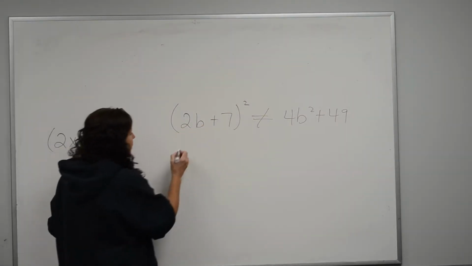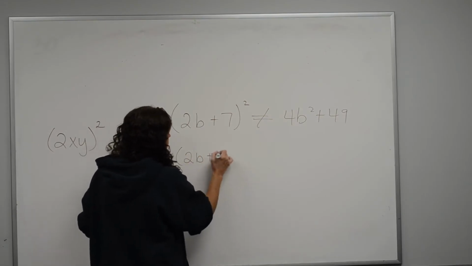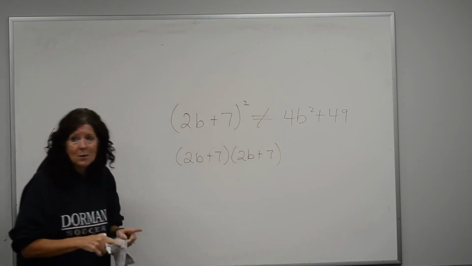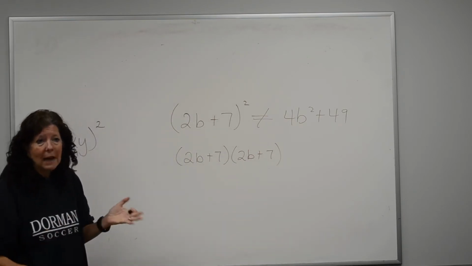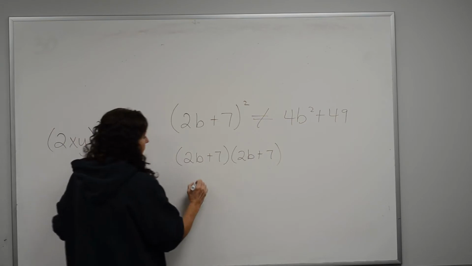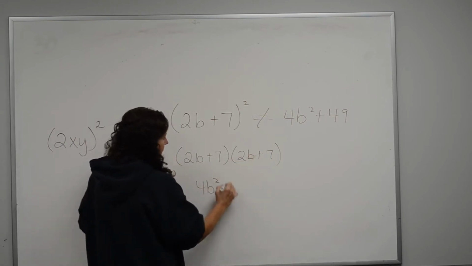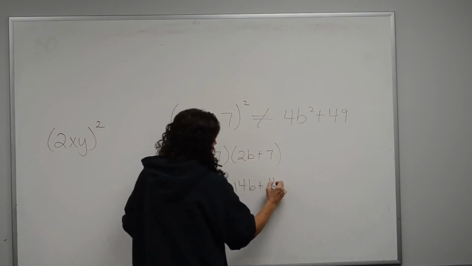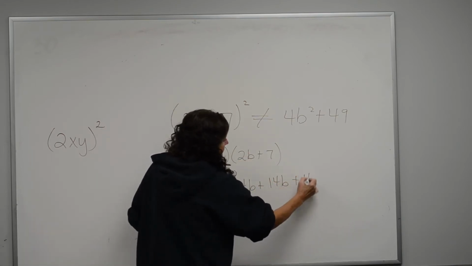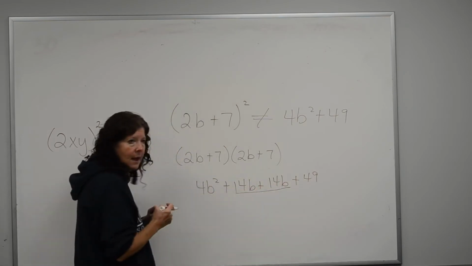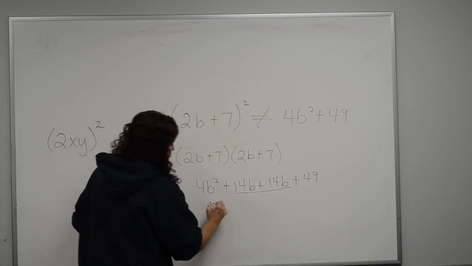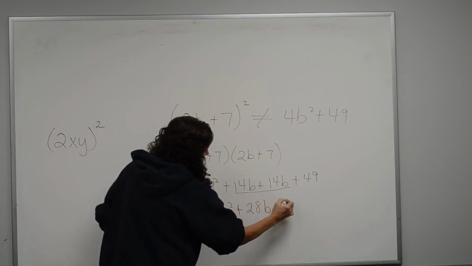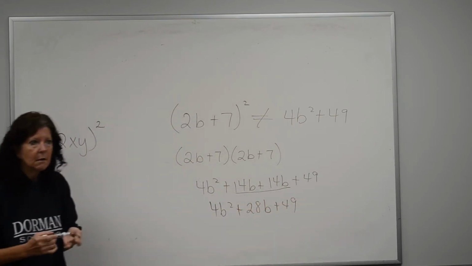So what that literally means is 2b plus 7 times 2b plus 7. Now I'm using FOIL on it. Okay, now I have a binomial times a binomial. So I have 4b squared. If I do outside, I have 14b. If I do inside, I have 14b. And last is going to give me 49. So I can combine outside and inside. So I have 4b squared plus 28b plus 49, right?